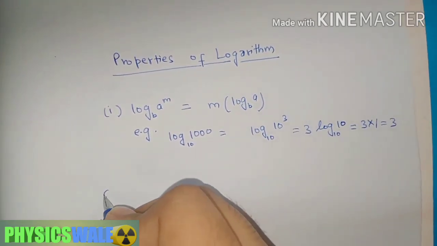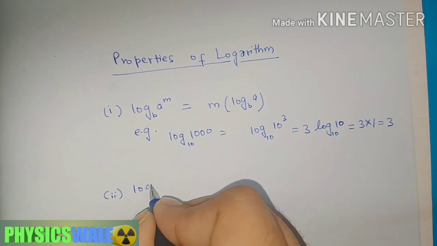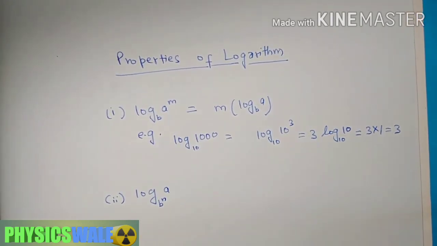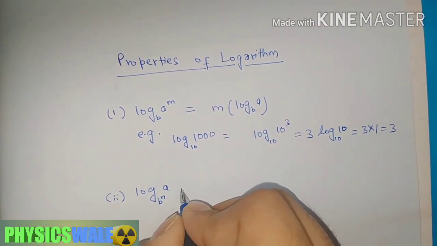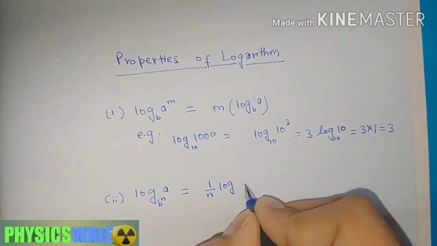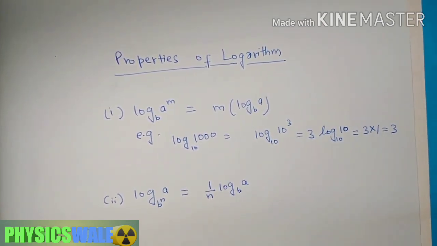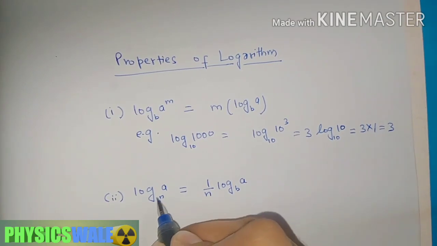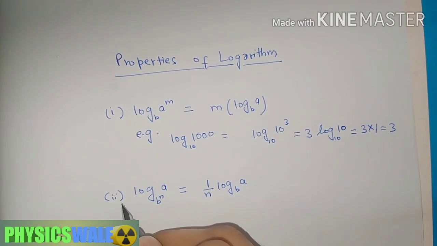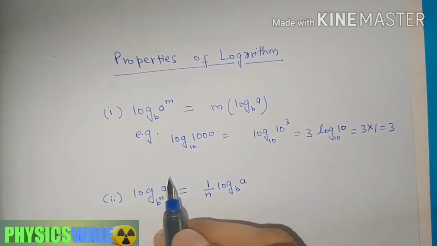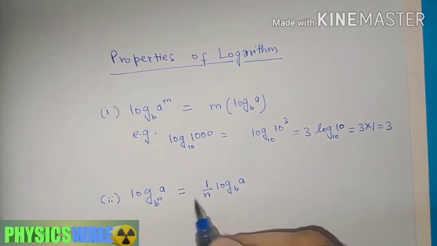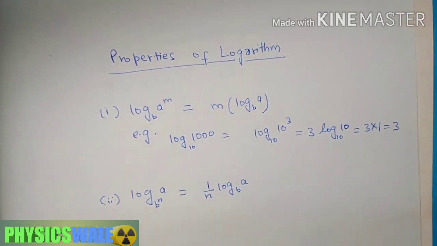Second property: log of a to the base b raised to the power n is equal to 1 by n log of a to the base b. It means that when the base has some power like b raised to the power n, this power also comes out, but in the denominator, unlike the previous property. This n comes out in the denominator, and it becomes 1 by n log a to the base b.